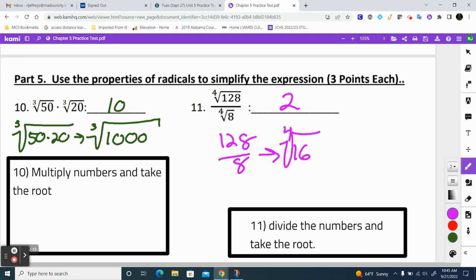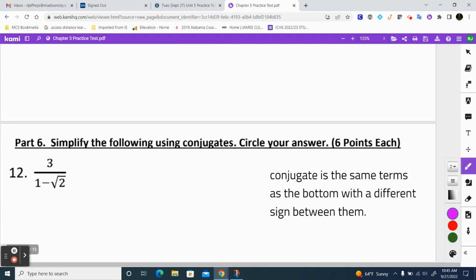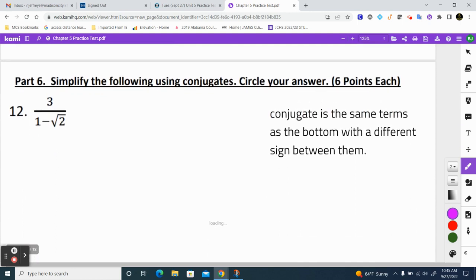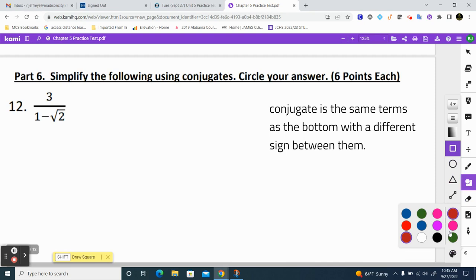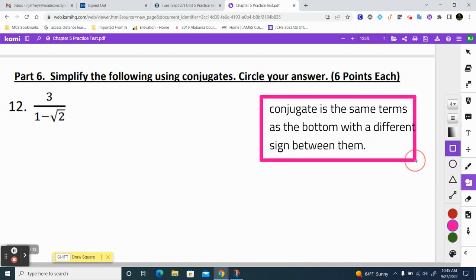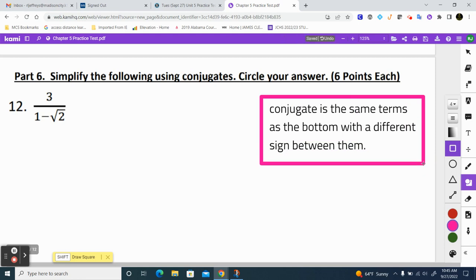All right. Are we good with 10 and 11? All right. Part 6. Now, please notice, maybe important, that a conjugate is the same terms as the bottom with a different sign between them.